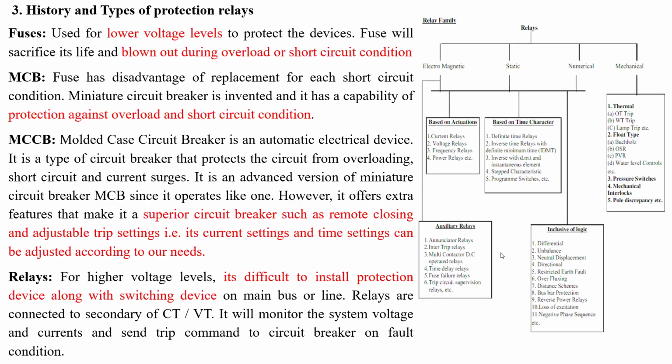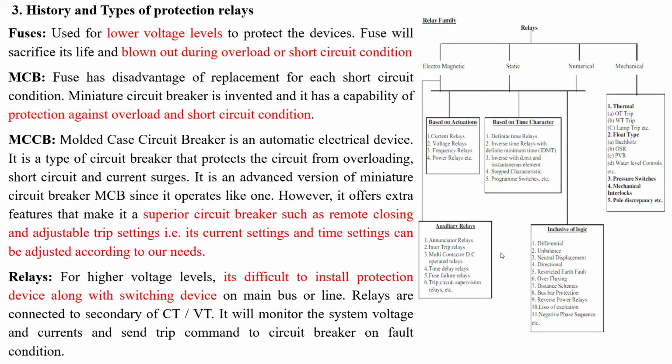Now, if you go to the history and types of protection relays, before the invention of numerical relays, in the olden days, like the 1950s or 1960s, protection started with fuses. Fuses were used for lower voltage levels to protect the devices. Fuses sacrifice their life and blow out during overload or short circuit conditions. But the problem with fuses is that manual intervention is required to replace them each and every time they blow out. In that case the outage time will be more.